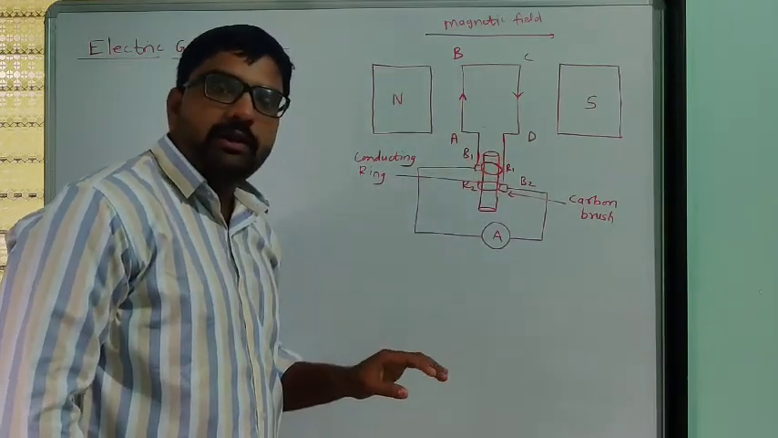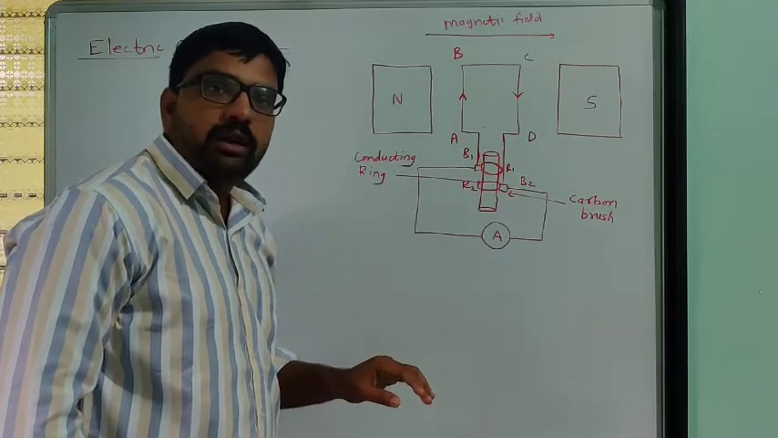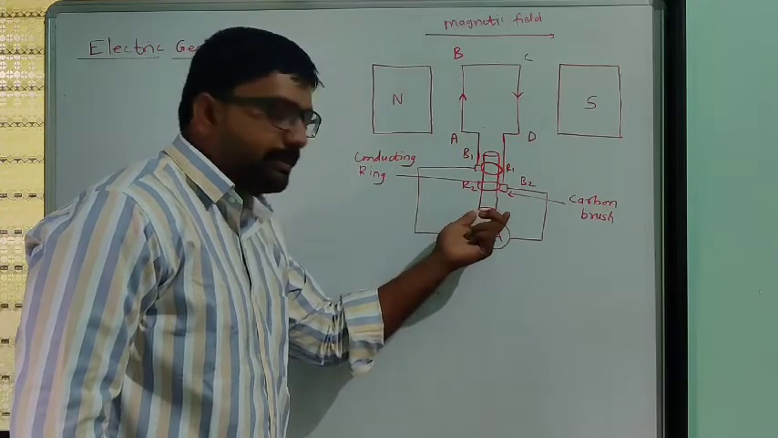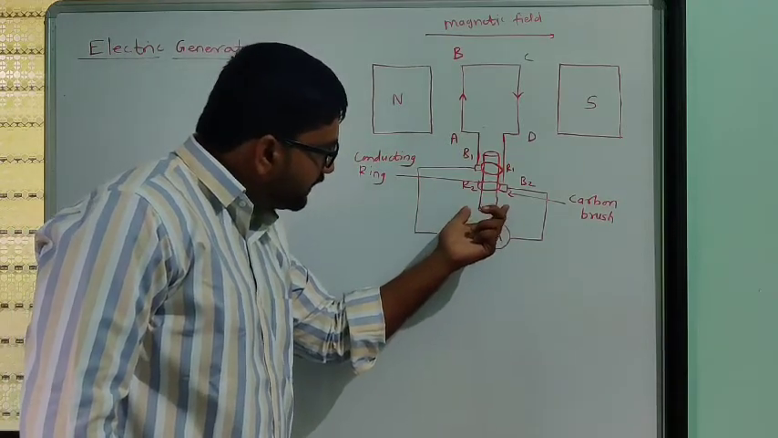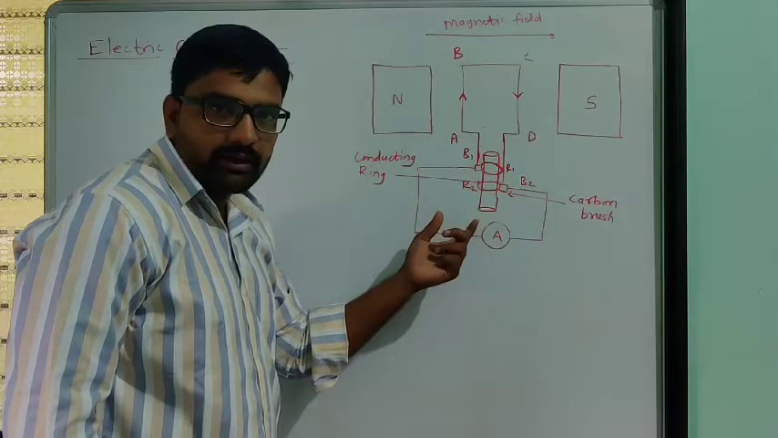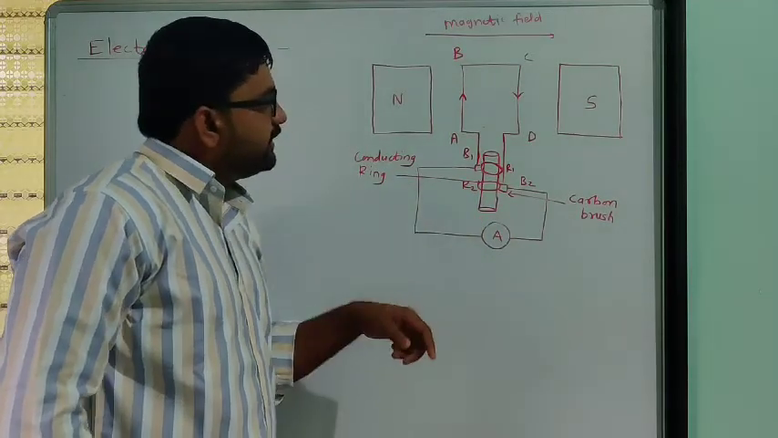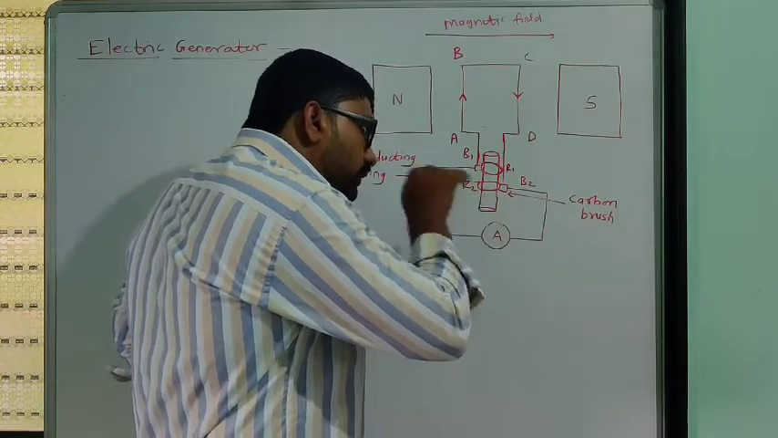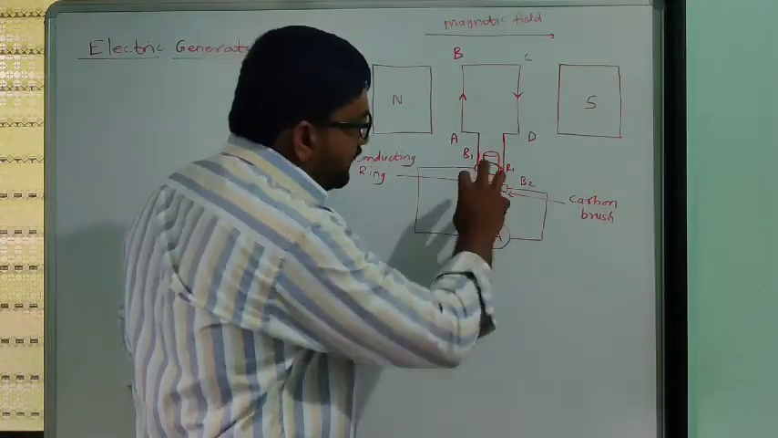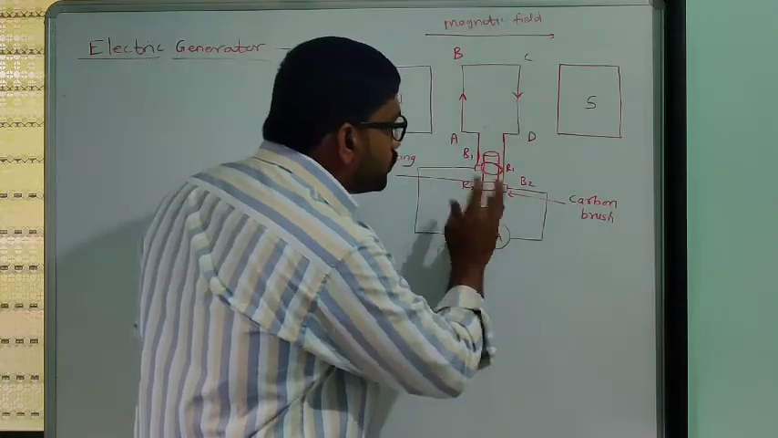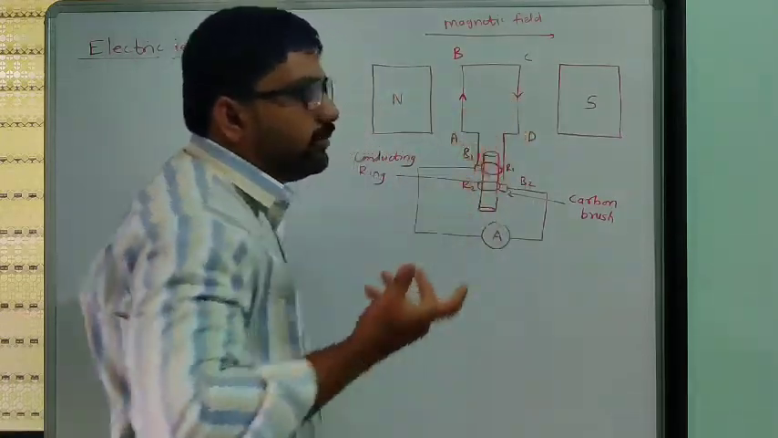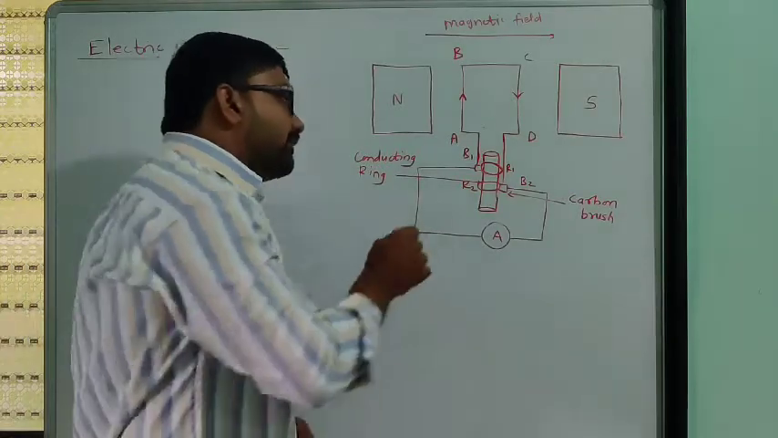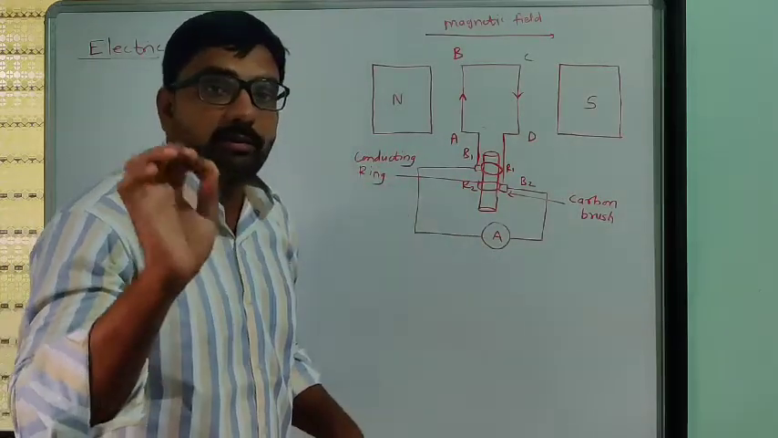So generally what happens in a power plant, for example a hydroelectric power plant, large turbines are present. These turbines are connected to this axis. As the water falls on this turbine, this axis moves, and due to the motion of this axis, this coil goes on rotating. That is why this power plant is called a hydroelectric power plant.